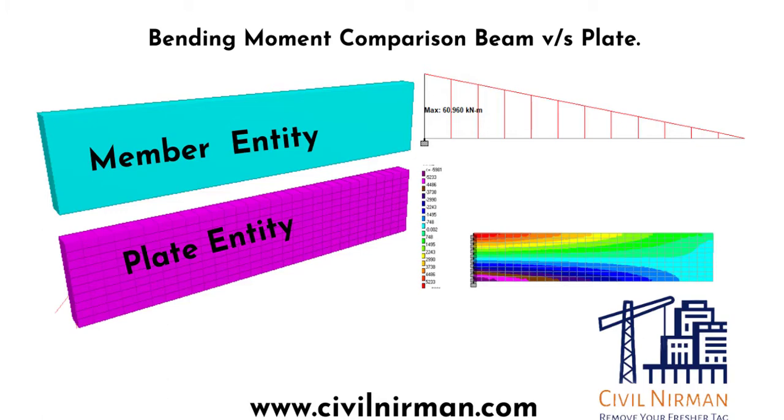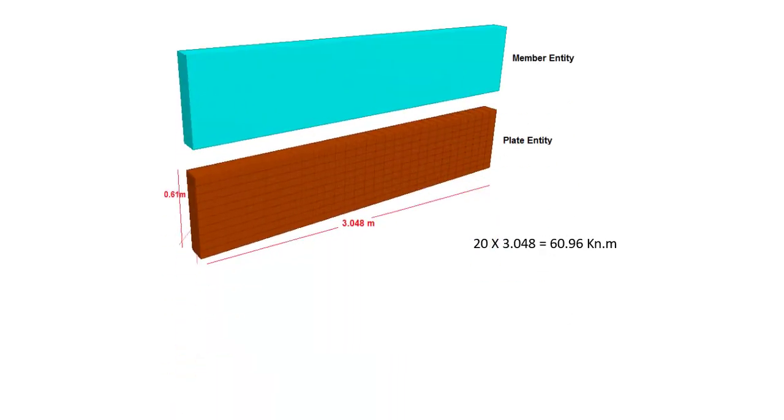So basically, here I am considering a cantilever beam with a point load. Now this particular beam will again be modeled as a plate entity, and then we will check whether we are getting the same results or not. So let's get started. I am applying a point load of 20 kN on a 3 meter cantilever beam. So I'll get obviously a bending moment of roundabout 60 kN-m.